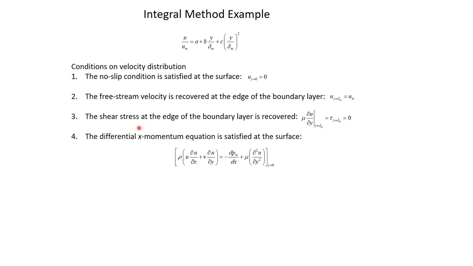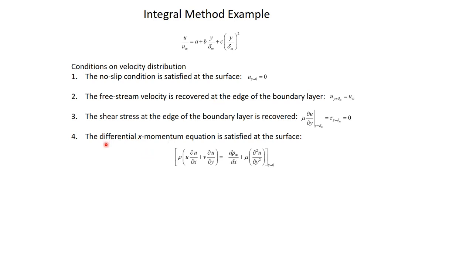So that's kind of all we can do, right? Those are 1, 2, 3 different conditions, and I have 1, 2, 3 undetermined coefficients. So I can't force my velocity distribution to do anything else. But if I had, let's say, a third order polynomial, so maybe I had a plus d times y over delta m to the third power, well, I wouldn't be done yet, right? I'd need some other things to enforce.